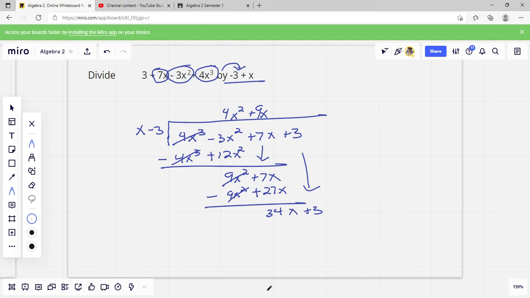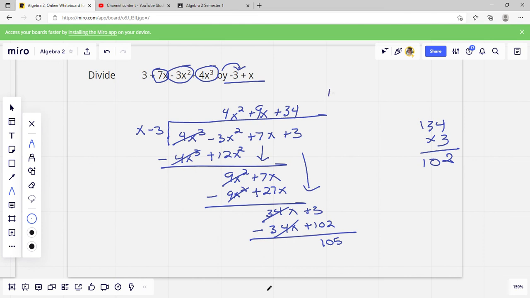And then I need to multiply times 34. 34 times 3. 3 times 4 is 12. 3 times 3 is 9, 10, 102. So that would be negative 102. And then 34 times x would be 34x. Okay, and then I'm subtracting, so I change my signs. These cancel, and that would be 105.